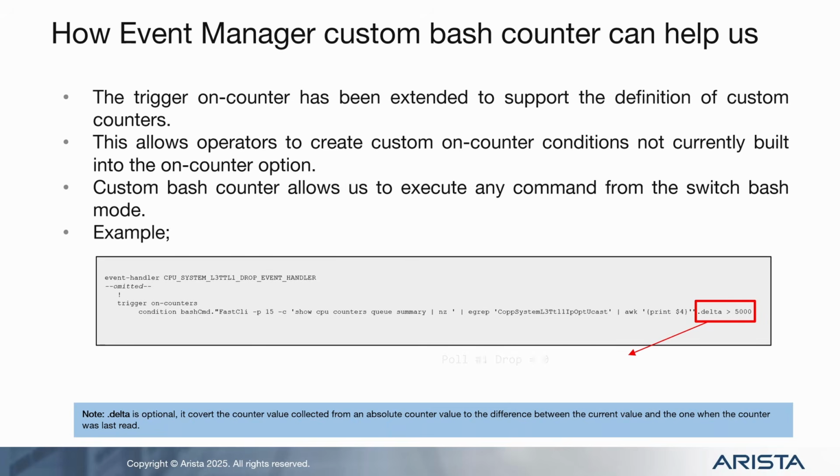So let's say, for example, that on poll number 1, the value of the drop counter is 0. Then on the next poll, the drop counter is 5,500. What we are going to do with these two values is compute the differences between them. In other words, we're going to say if 5,500 minus 0 is greater than 5,000, then we'll trigger the action.